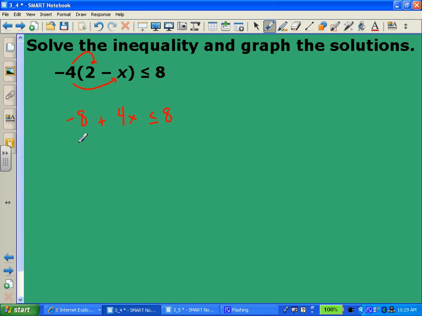So x is being times by 4 and then added by negative 8. So since it's negative 8, I have to add 8 to both sides. So then I get 4x less than or equal to 16. Divide by 4. X is less than or equal to 4. And once again, I'm going to draw my graph for that. Put 4 on my number line. It's less than or equal to, so I need a closed circle to the left.